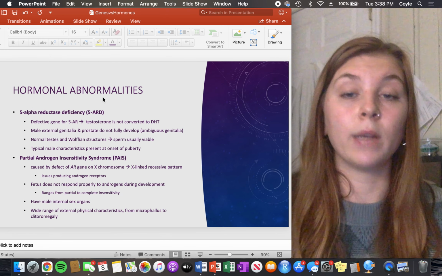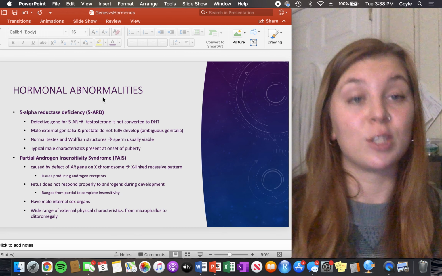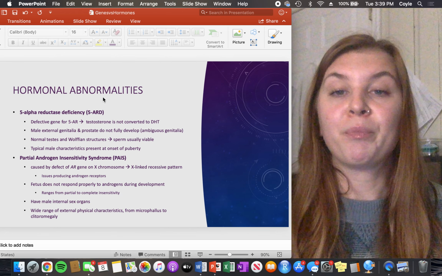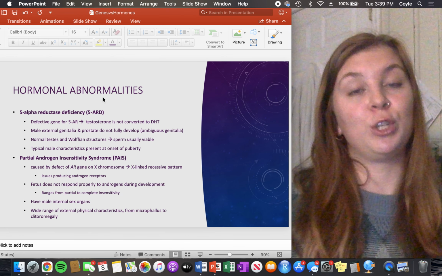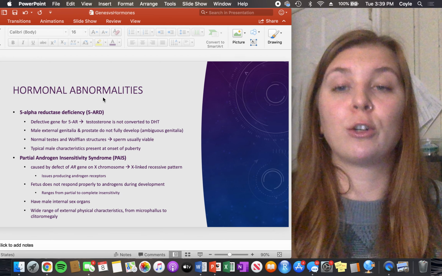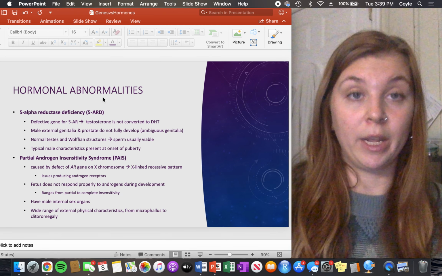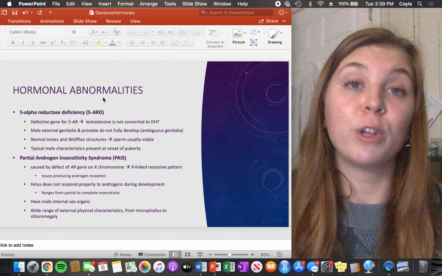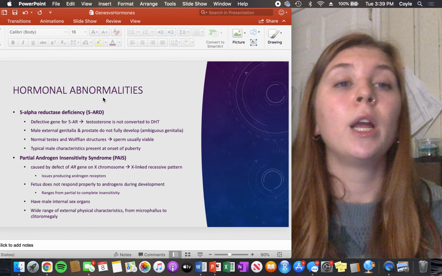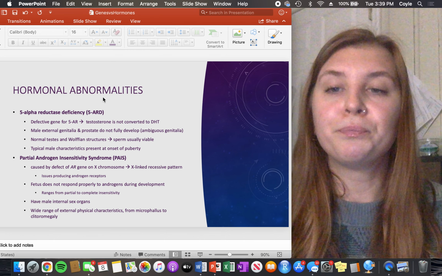What's interesting is there is normal testes and Wolffian structures development, because remember, this is based on testosterone, which is still there, and the Y chromosome, which is still there. So sperm are usually viable. It just usually requires IVF. And typical male characteristics are present on the onset of puberty, because again, testosterone is present. So these people will develop a deepening voice, body hair, facial hair, things along that line.